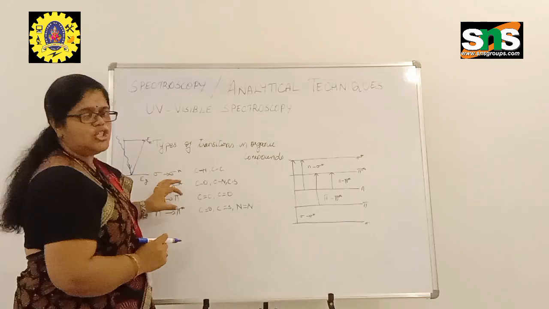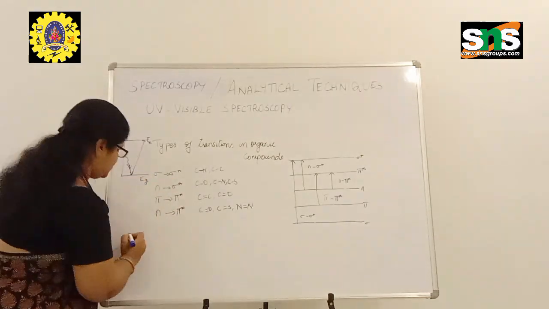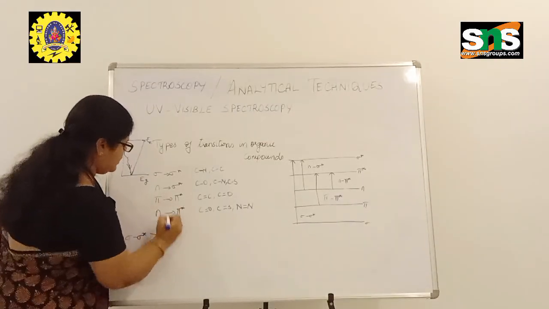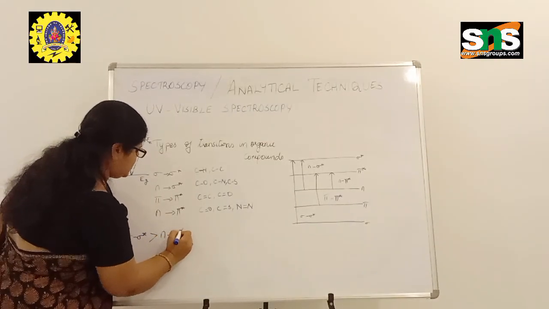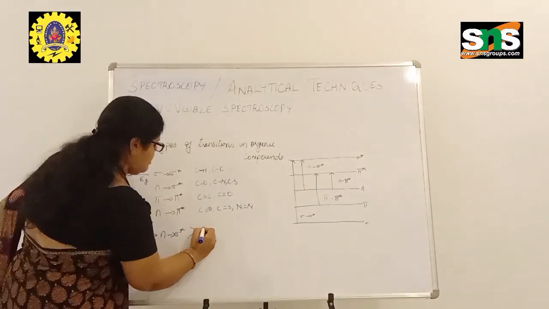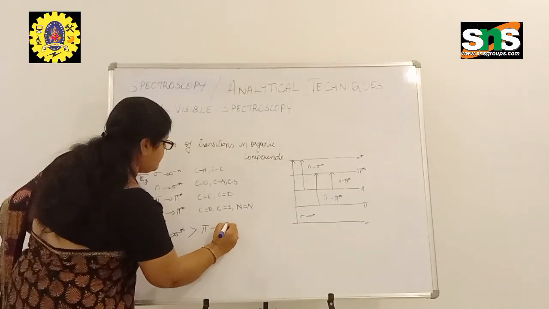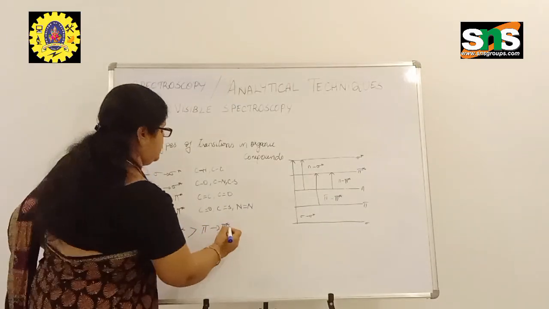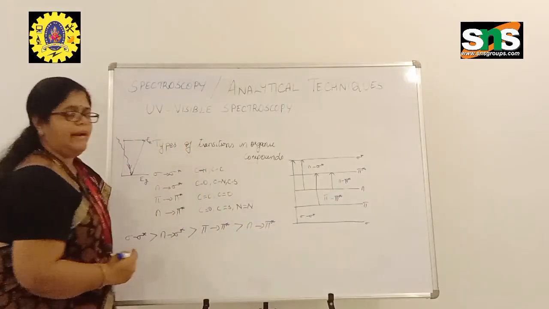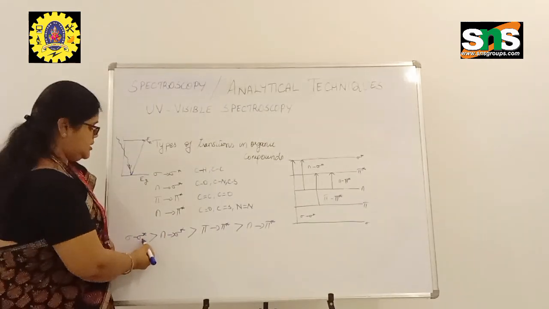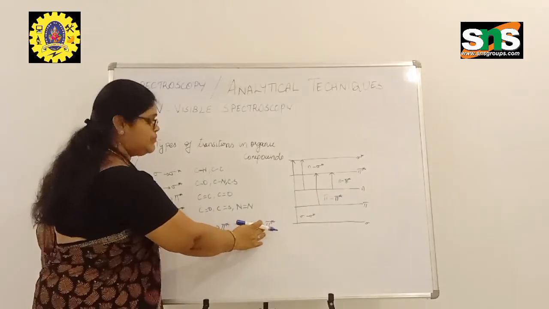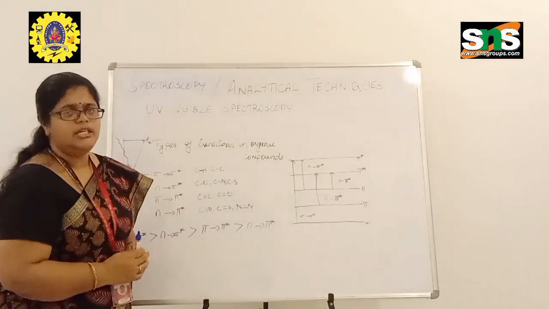So there is a variation of energy. The sigma to sigma star transition requires a very high energy. The n to sigma star transition requires a higher energy than the pi to pi star transition, which requires a higher energy than the n to pi star transition. So sigma to sigma star transition requires the highest energy, and n to pi star transition requires the lowest energy.